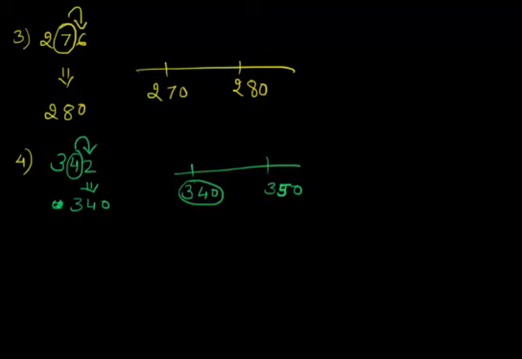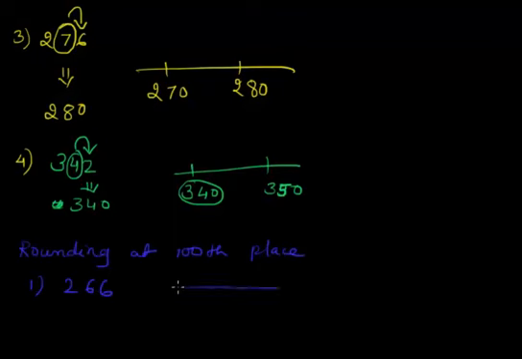Suppose we take a 3-digit number and we are rounding at the 100th place. Now we'll see the rounding at the 100th place. Rounding at the 100th place means you have to round it off to a multiple of 100. Suppose we have an example, 266. Because we are rounding it at the 100th place, on the number line we have to round it off to a multiple of 100.